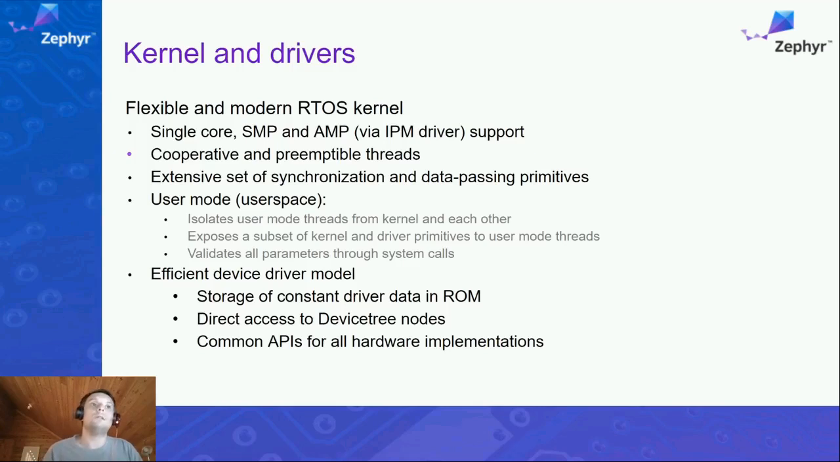As you know, most MCUs have NOR flash that can be accessed directly without the need for preloading it into RAM. So we also have direct access to the device tree nodes, and then obviously common APIs for all hardware implementation. So if you want to write an application that uses SPI, you don't have to write it several times. You write it once and compile it for different platforms.